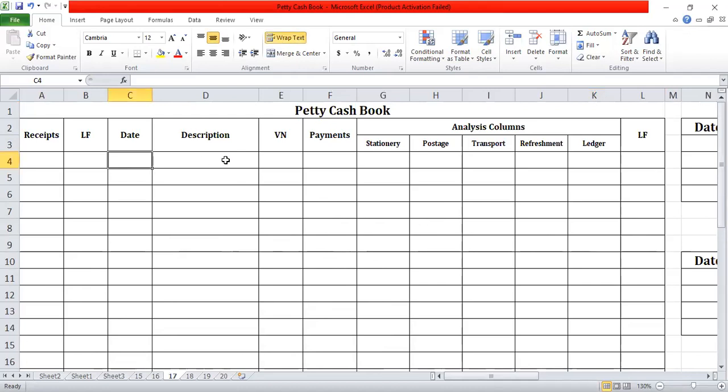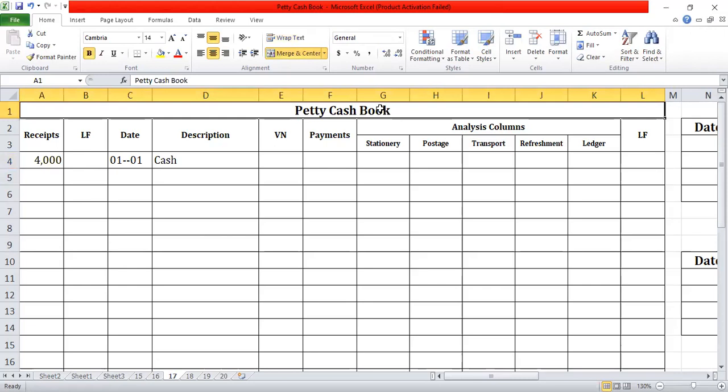Okay. First one, 1st of January. Main cashier gave 4,000 to the petty cashier. This is the imprest. So it is recorded like this. Cash, and it's a receipt, 4,000. Check your answers, please. 4,000. But once again, please note that the petty cash book is a prime entry book as well as a ledger account. It has a debit side and a credit side.